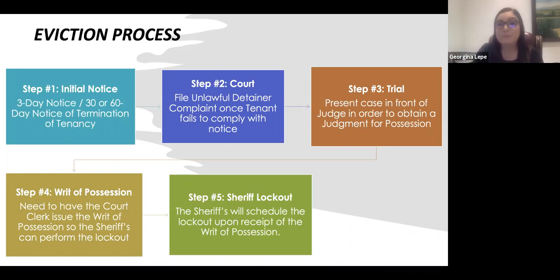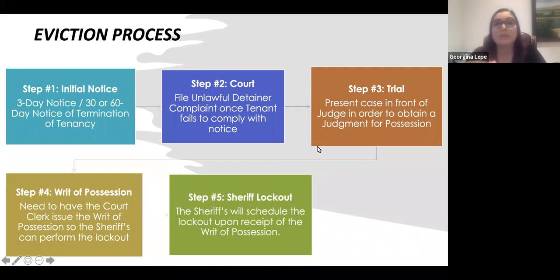I want you to remember this. The summons is very important in step number 2, because that is the way that we serve the tenants with the eviction complaint. Because that's going to come into play later in this presentation. Once we serve the tenant with the eviction complaint and the summons, they have 5 business days to file their response in court. Once they file their response in court, which is called the answer, then we move on to step number 3, which is the trial.